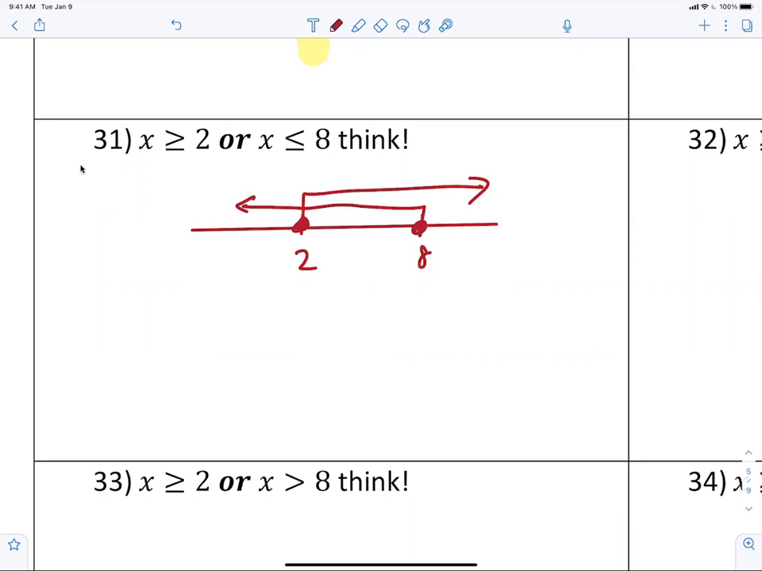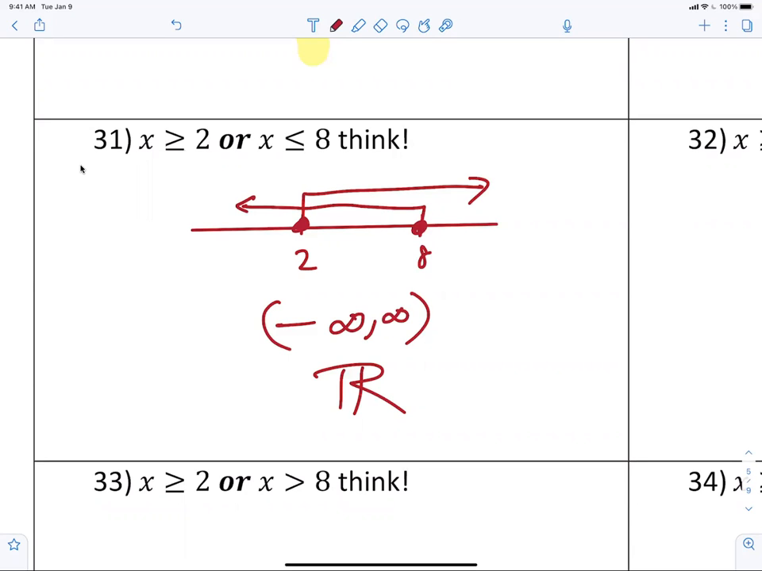So every number is either what? Less than 8 or greater than 2. All right, so I like to write negative infinity to infinity. I like how some of you remember our little symbol for all real numbers. Either one.